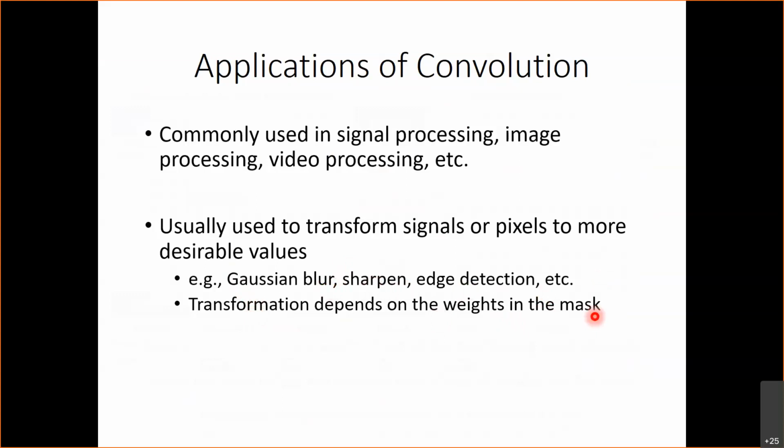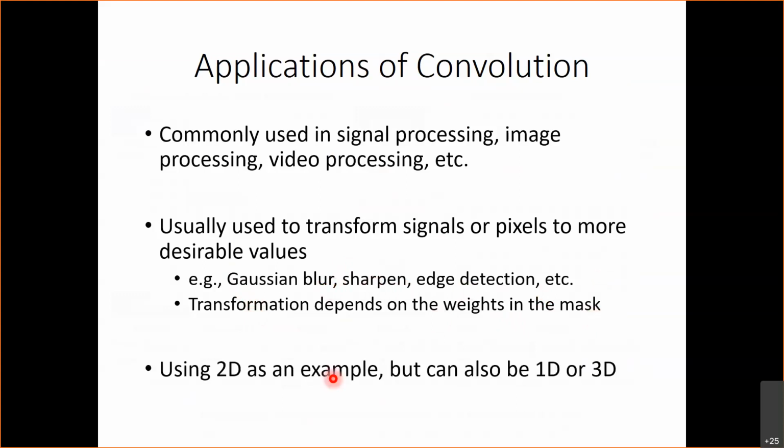Okay. Now, we are going to be using 2D as an example. It's nice to visualize and it's complex enough. But there can also be a 1D convolution. There can also be a 3D convolution. Okay, so if you have a signal, for example, that you're processing, you might be using a 1D convolution as opposed to a 2D convolution. But we'll be using 2D convolution as our example in this lecture.